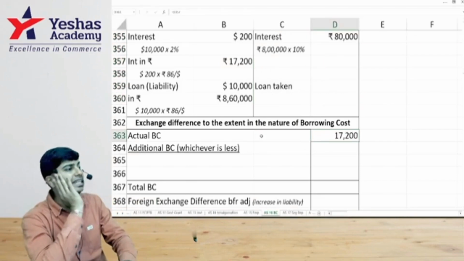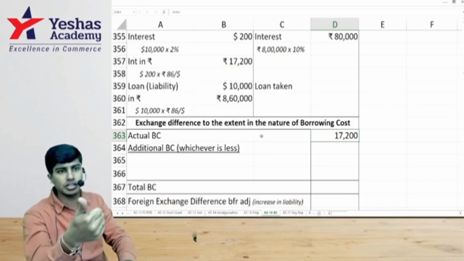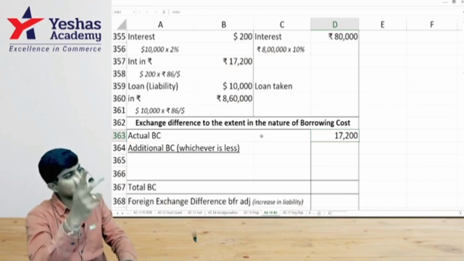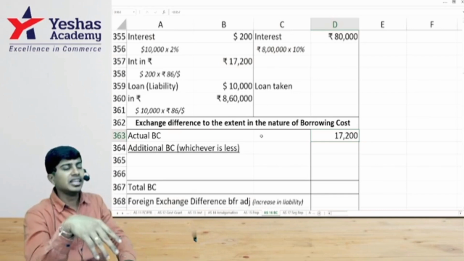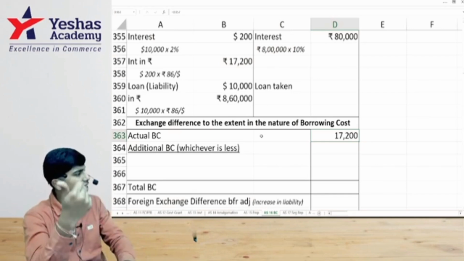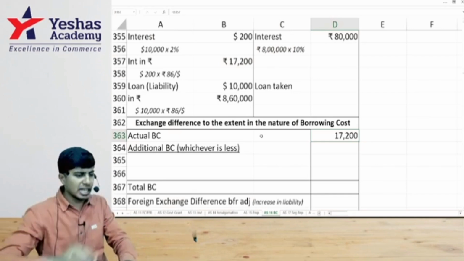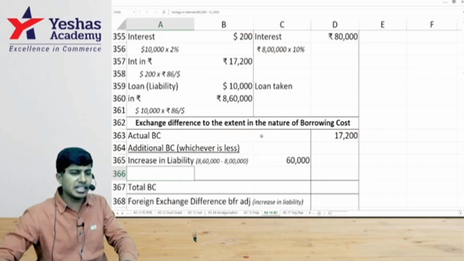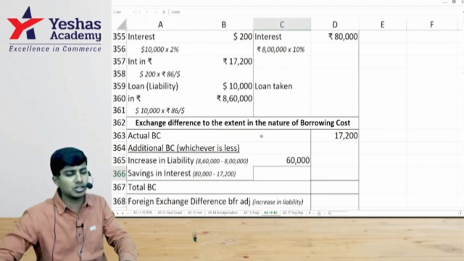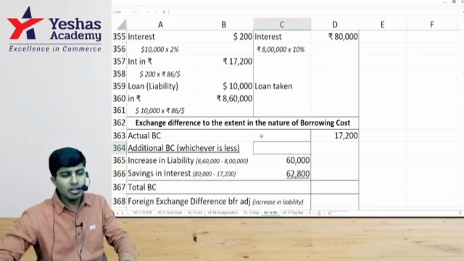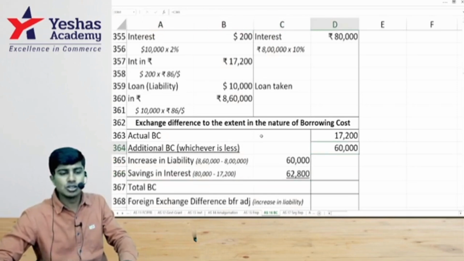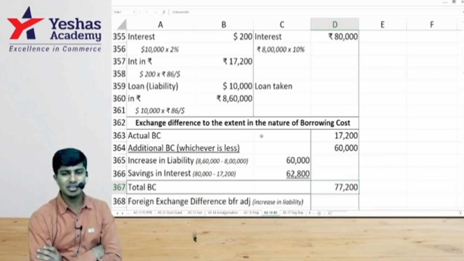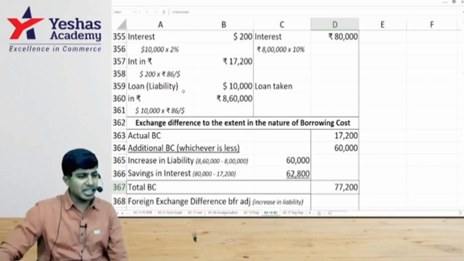Now I'll compute my additional borrowing cost. Additional borrowing cost is the increase in liability or savings in interest, whichever is less. So increase in liability is 60,000. Savings in interest is 80,000 minus 17,200, which is 62,800. Whichever is less is 60,000. So total borrowing cost is 77,200. How much is my increase in liability?